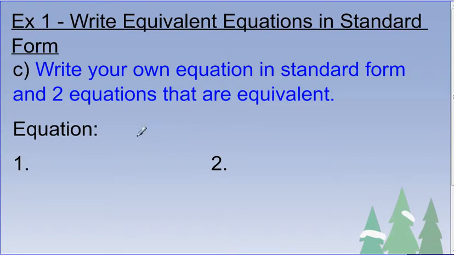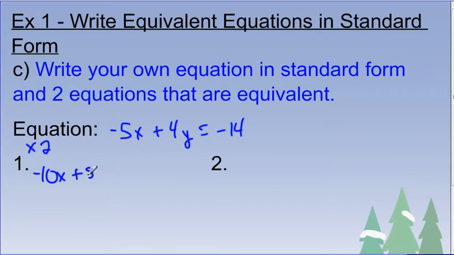Okay, so here's one I'm going to come up with off the top of my head. I'm going to pick negative 5x plus 4y equals negative 14. Why not? Some big numbers, I don't care. So first off, to get this equation, I'm going to take all this stuff and I'm going to multiply it by 2. I'm going to get a negative 10x plus 8y equals a negative 28. That times 2, that times 2, that times 2.